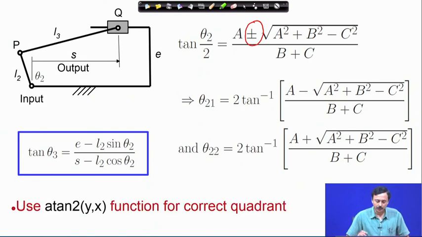Once again, we will use this atan2 function when we are solving it on the computer. On the calculator, you can find out the values appropriately in the quadrant. When you do it by hand using a calculator, you use the tan inverse function and you will get one solution for the angle, and as you know, there will be another solution at a difference of pi.